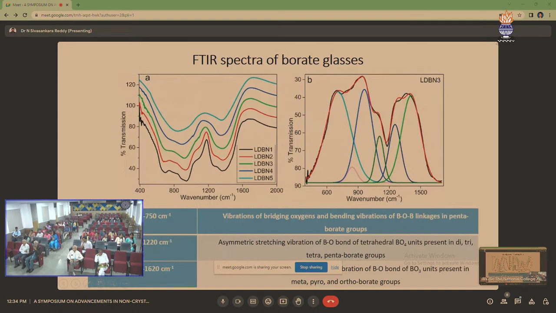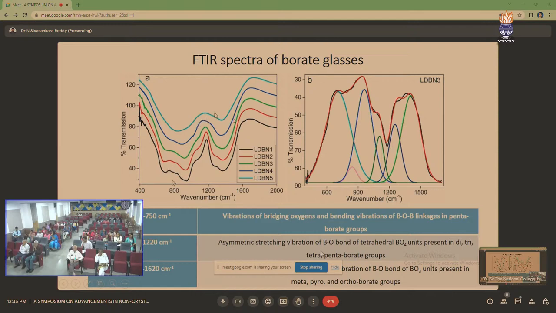So how do you find the structure? If you take FTIR spectroscopy for borate glasses, this is the FTIR spectrum for a borate glass on a composition we recently worked on. I think I mentioned the composition somewhere. This is the borate glass. We have taken a transmission spectrum, and as I told you, in transmission spectroscopy, these crest type of bands should not be linked to the structure.